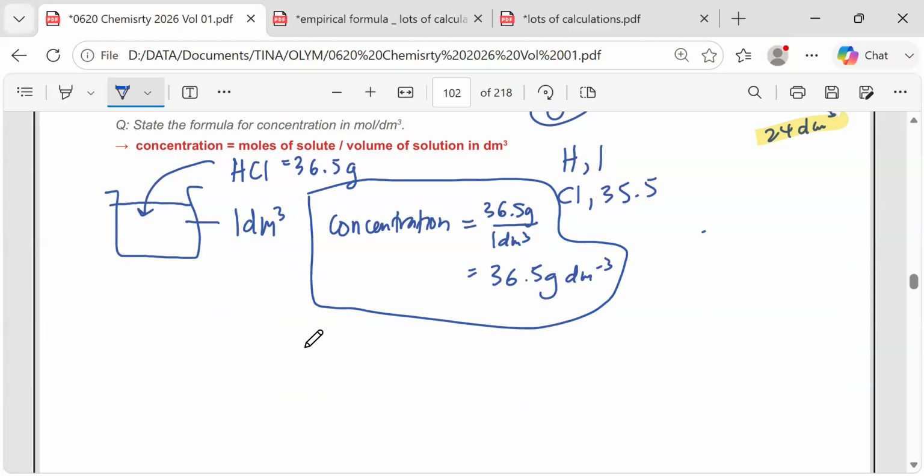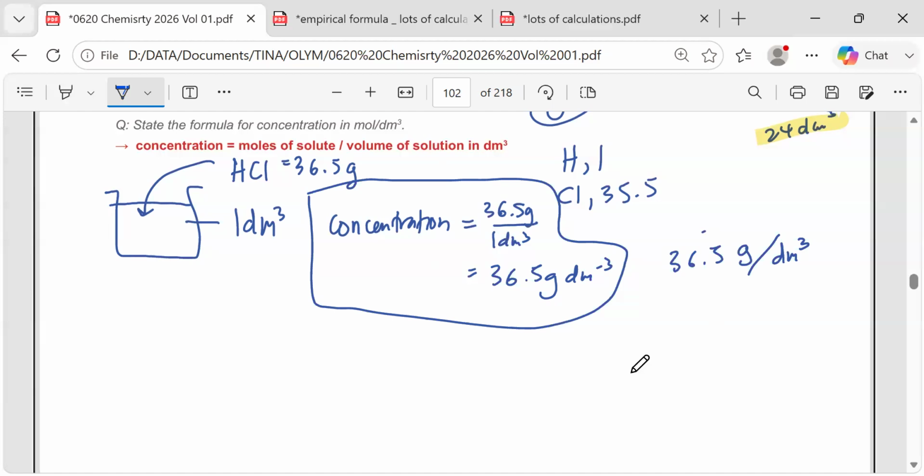Gram per decimeter cube. Yeah. Why is there a minus? Because it's... oh, wait. 36.5 gram per decimeter cube. So if I don't put that slash, it's -3. Okay? All right.